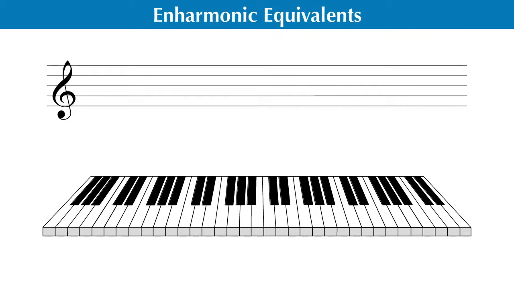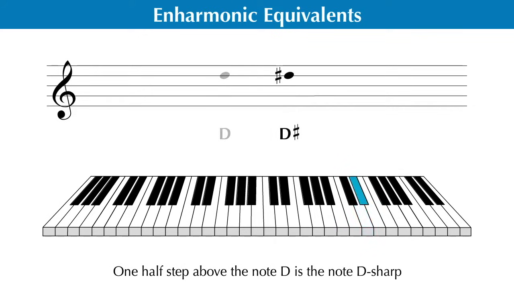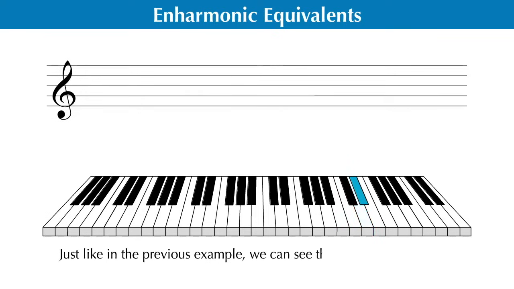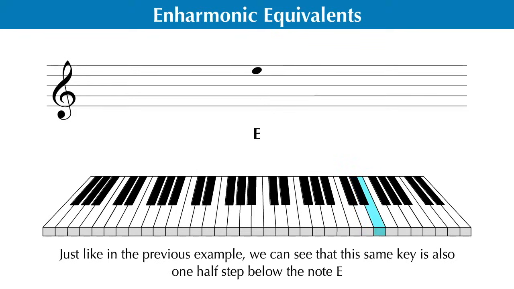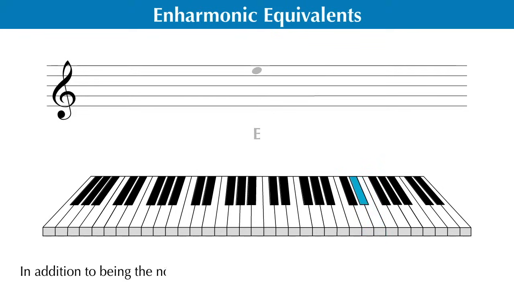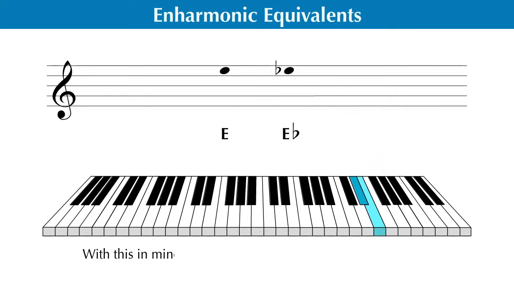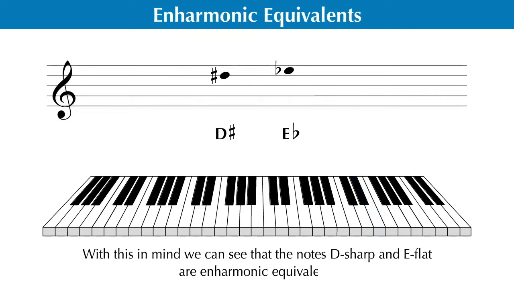In that same respect, one half step above the note D is the note D sharp. Just like in the previous example, we can see that this same key is also one half step below the note E. Therefore, in addition to being the note D sharp, it could also be spelled by the letter name E flat. With this in mind, we can see that the notes D sharp and E flat are enharmonic equivalents.